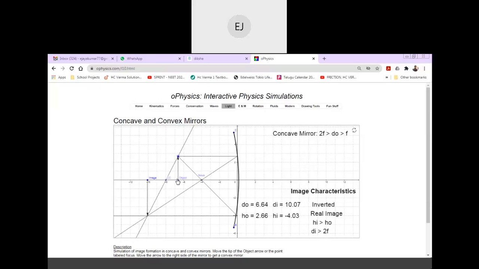There is also one more rule. If you send the ray through the center of curvature, it reflects back through the center of curvature only. So these are the three rules for drawing the ray diagrams.